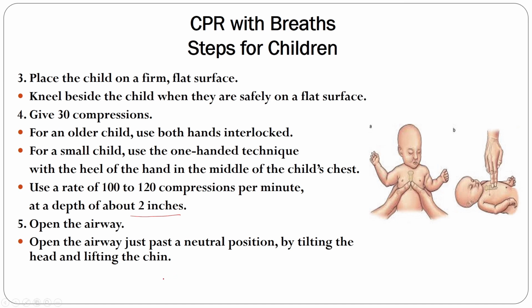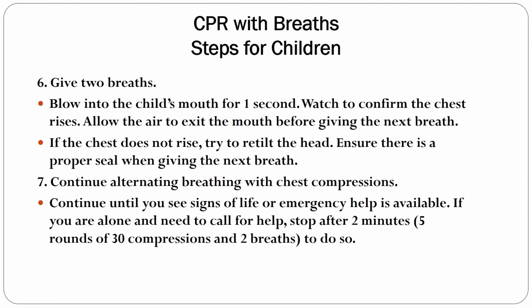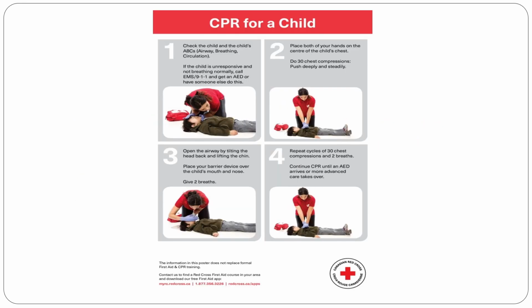Then open the airway into a neutral position by tilting the head and lifting the chin, as we saw in the adult, and then give 2 breaths. Blow into the child's mouth for 1 second and confirm that the chest is rising. If the chest does not rise, retilt the head and ensure that the airway is open. Same as the other things, alternate compressions and breaths, 30 compressions and 2 breaths. These are again pictures of how to give compression.